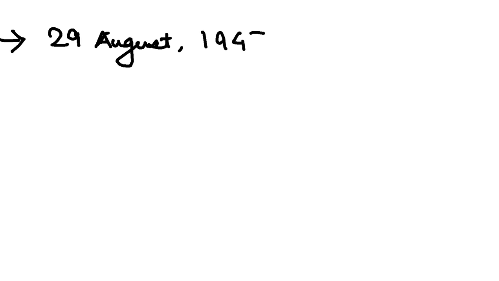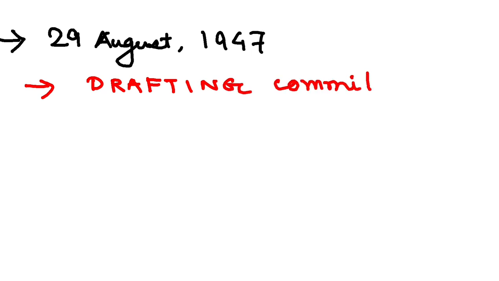So, they started working and they created many committees. The most important committee was formed on 29 August 1947. This date is very important from the examination point of view. What happened on that day? The Drafting Committee was formed. What is the responsibility of this committee? This committee was supposed to design and make a draft copy of the Constitution of India.